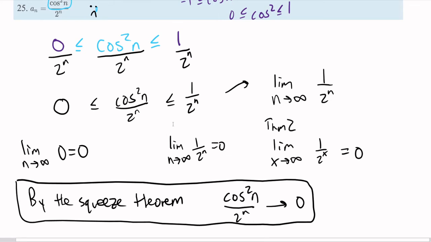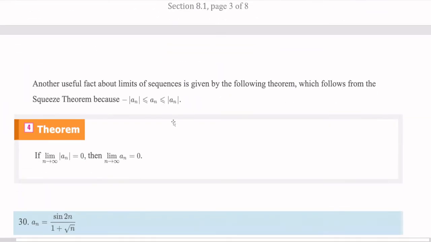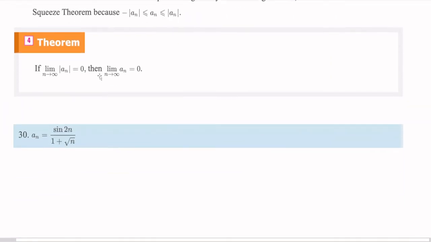Okay, so let's keep going. All right, here's another theorem that's pretty useful. Also useful for trig. Doesn't have to be trig, but it is a useful theorem for trig functions. If the limit of the absolute value of your sequence is 0, then that forces your original sequence to go to 0.